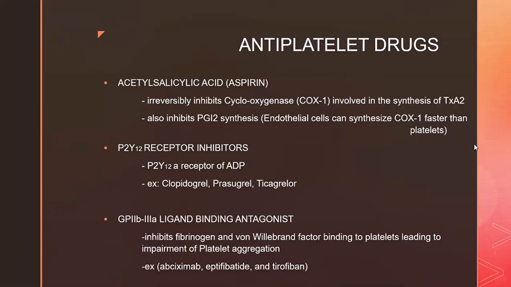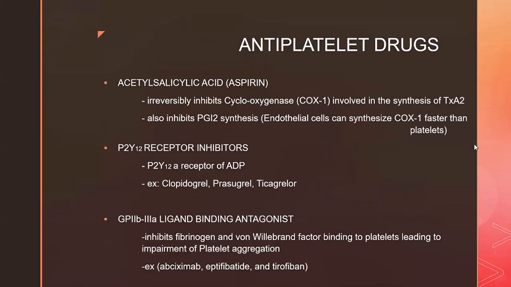Lastly, antiplatelet drug is your GP2B3A ligand binding antagonist. It inhibits fibrinogen and von Willebrand factor binding to platelets, leading to impairment of platelet aggregation. Example is abciximab, eptifibatide, and tirofiban. This you will encounter in your pharmacy and internal medicine discussions on your second year. Hope you get the idea on this one. Because for you to be able to remember their functions, you have to master the steps and the components of your platelet plug formation. Okay?